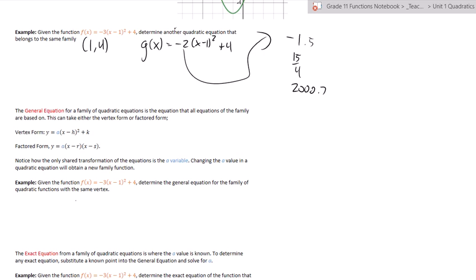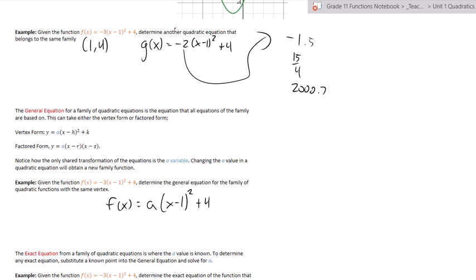So for example, given the function f of x equals negative 3 times (x minus 1) squared plus 4, we're now going to determine the general equation for the family of quadratic functions with the same vertex. We know our vertex is (1, 4) as above. So our general equation would be f of x equals, and instead of writing negative 3, we always write a itself for the general equation. So a times (x minus 1) squared plus 4. That's our general equation.